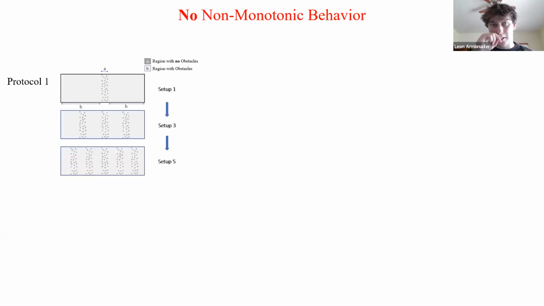For this design principle, we saw no non-monotonic behavior. So we had 2 different protocols. With protocol 1, we keep the width of A constant, but increase the number of A's. And for each of these setups, we take about 100 readings and then take the average of that.